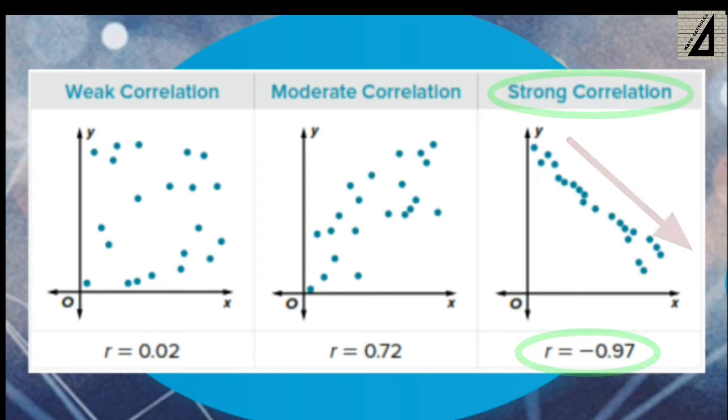In the last one, it is a strong correlation. As you see from the graph, the points are very close together, so this means it is a strong correlation. And if you calculate R on the calculator, you will find it is negative 0.97, which is very close to negative 1. And of course, it is negative because this is a negative correlation.